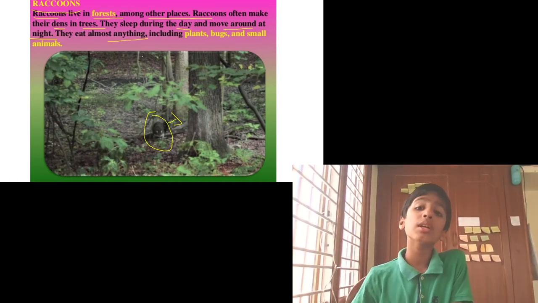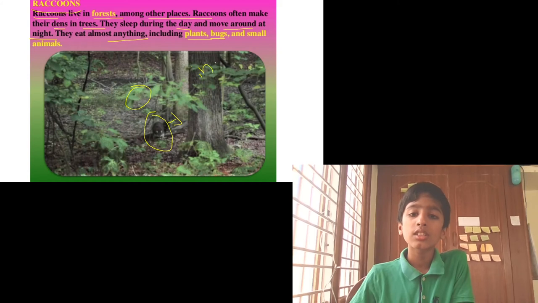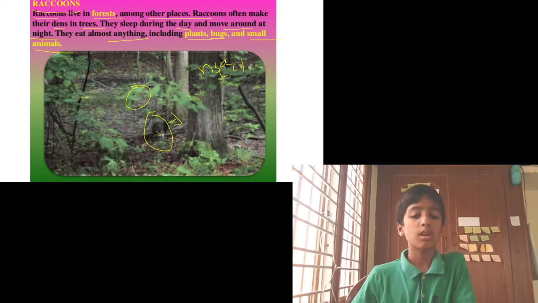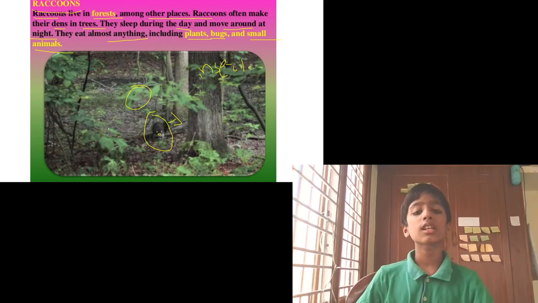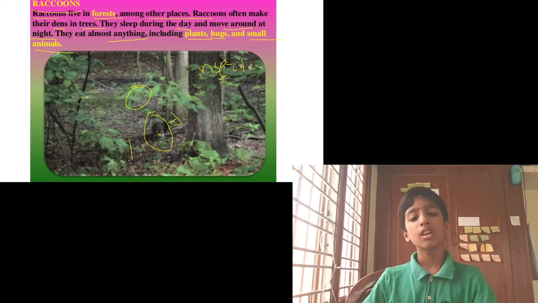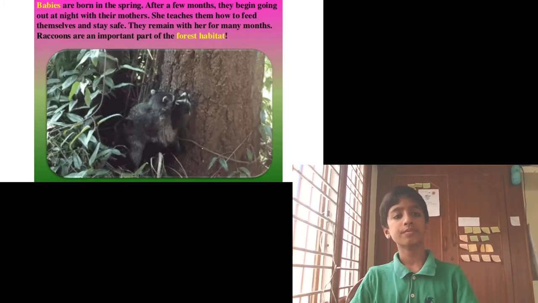They eat almost anything, including plants. Plants will be found in the forest like this. Then bugs, there will be insects and other things, they will eat them. And small animals. They are this small and their mouth is this small, so they can't eat big animals, only small animals. I will tell you an example: a lizard, a small animal, right?